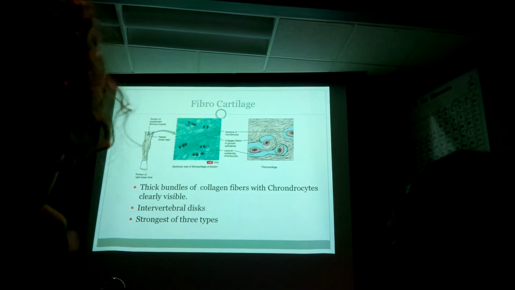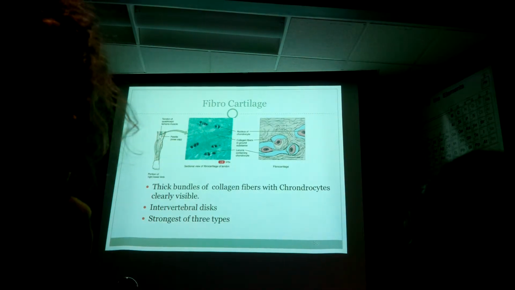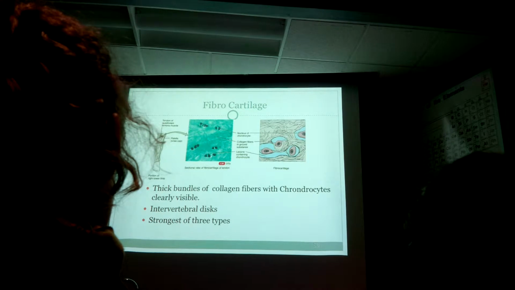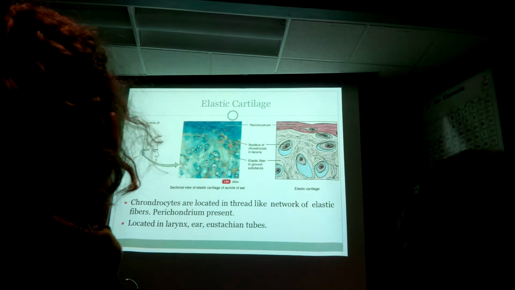Meniscus, the meniscus. We have these little pads in our knees that help cushion the joint, and those are fibrocartilage. And then elastic cartilage, like the ear. So here is the elastic cartilage, a thread-like network of elastic fibers. And the perichondrium is present.